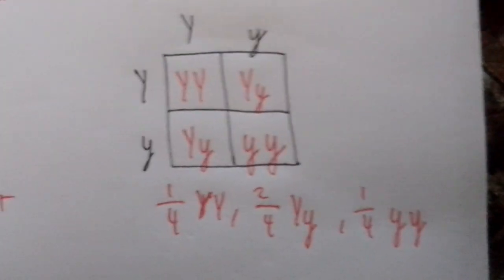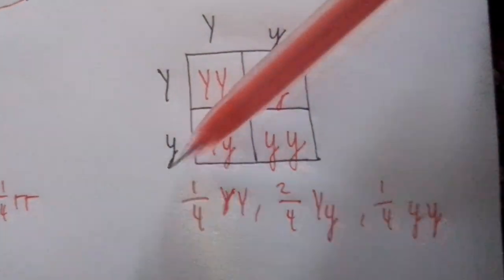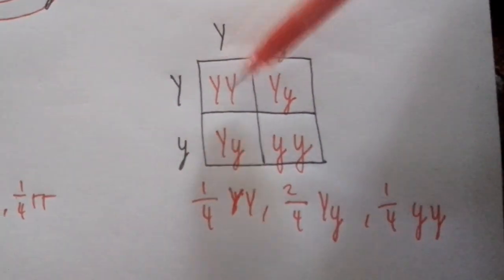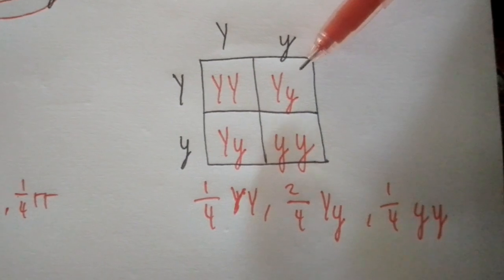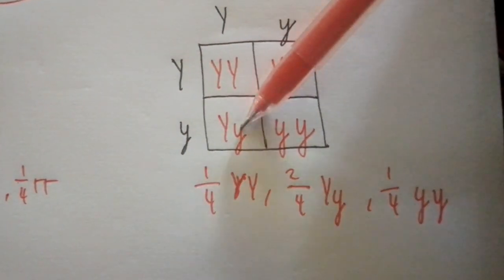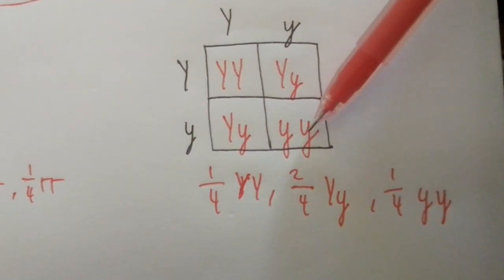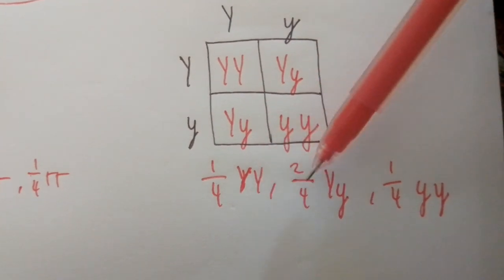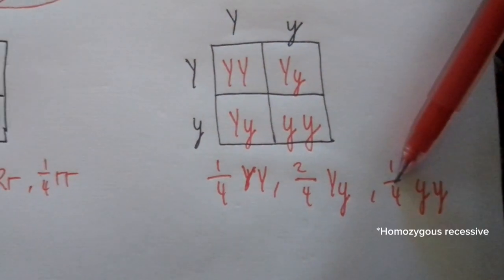So here, we have capital Y, small letter y. Capital Y, capital Y is homozygous dominant, capital Y and small letter y is heterozygous dominant, capital Y and small letter y is heterozygous dominant, small letter y, small letter y is homozygous recessive. So 1/4 homozygous dominant, 2/4 heterozygous dominant, and 1/4 homozygous recessive.